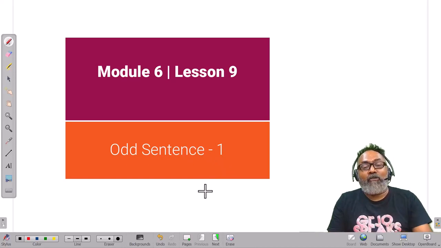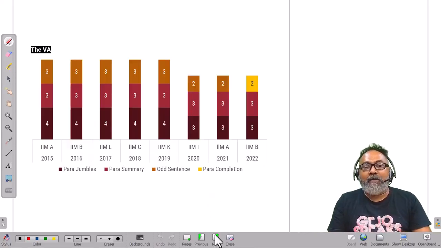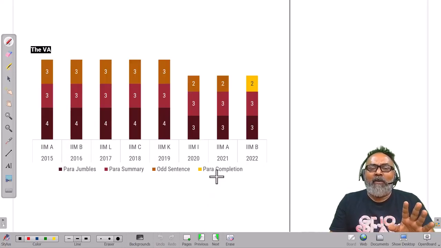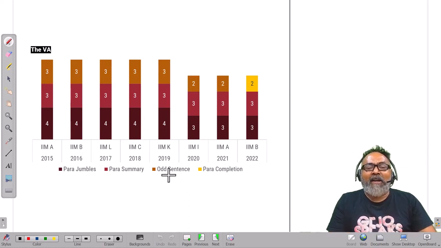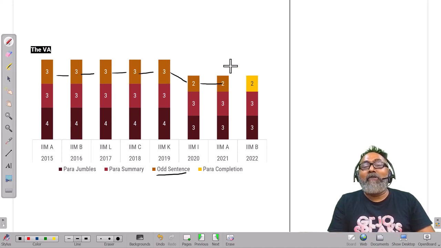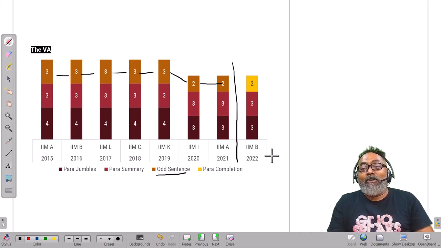Odd sentence in a paragraph, number 1. Now, odd sentence in a paragraph was a regular feature in the CAT. And then for some reason in 2022 it just vanished. So you're going to take the test in 2023. I don't know whether odd sentence is going to be there or paragraph completion is going to be there.